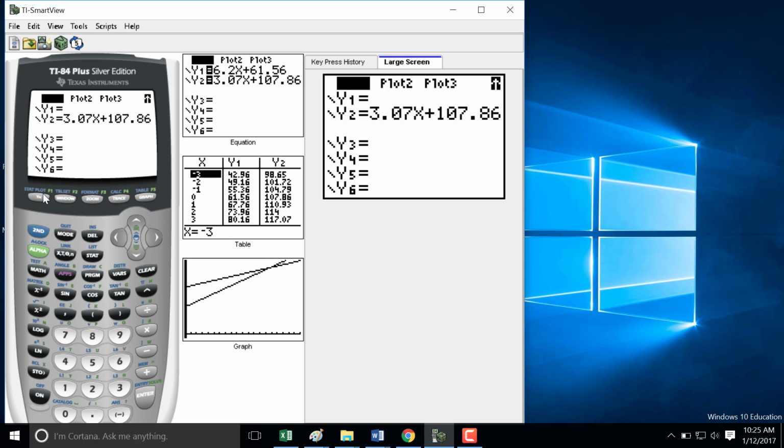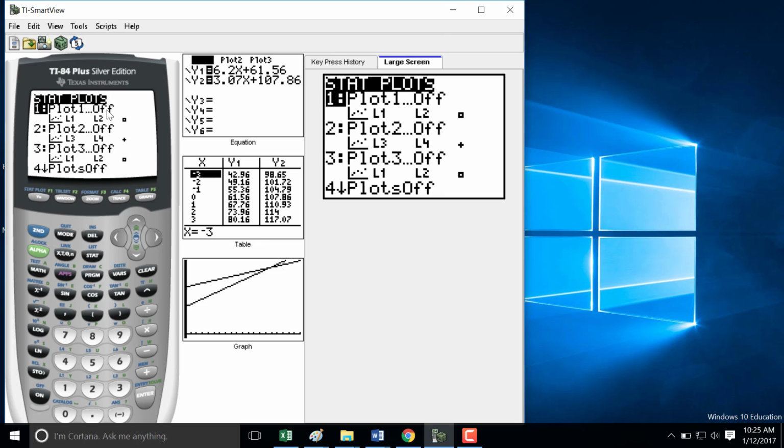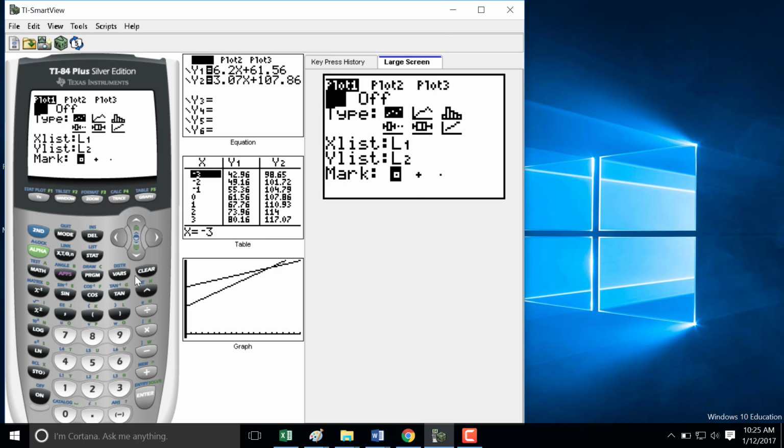So I'm going to hit second, stat plot. From here I get a little overview, and I can also see that they're all off. I'm going to go into the first one, turn it on. I'm going to select histogram, so that's this choice there. Hit enter. And now remember, there were 2 options for creating a histogram.